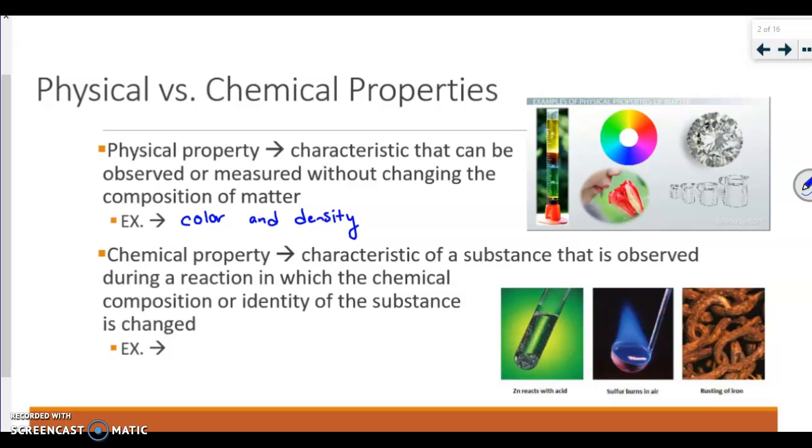In contrast, a chemical property is a characteristic of a substance that is observed during a chemical reaction in which the chemical composition or identity of the substance is changed. Again, similar to a chemical change, which is overall a change in composition. Two good examples of chemical properties are flammability and reactivity.